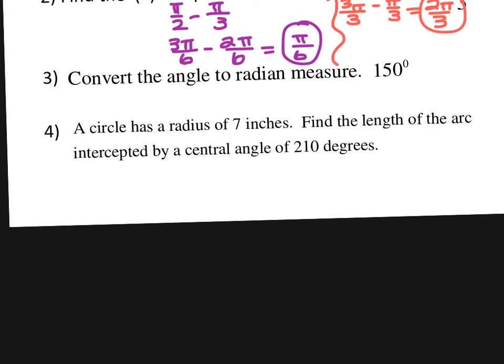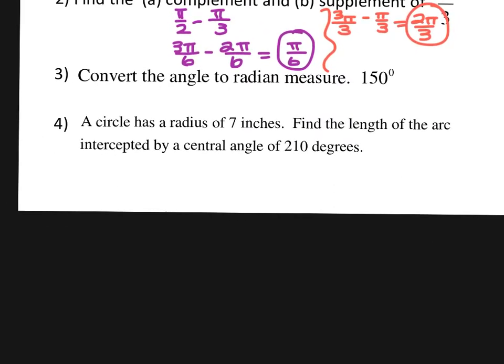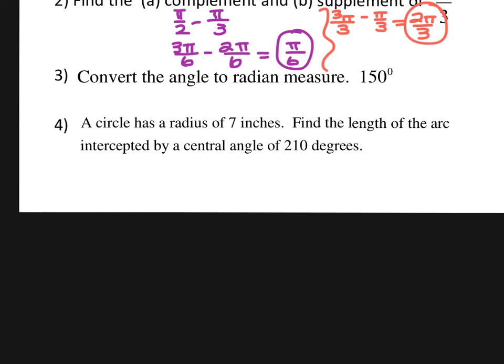And then 4 says a circle has a radius of 7 inches. Find the length of the arc intercepted by a central angle of 210 degrees. So what's the equation for arc length? Theta times r, right? And what's important about theta? Has to be in radians.